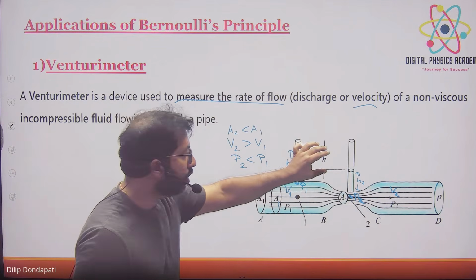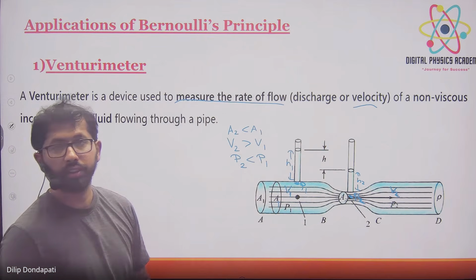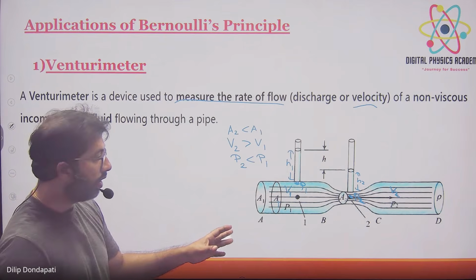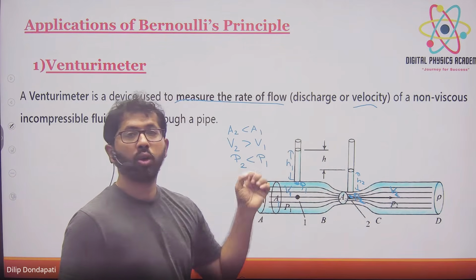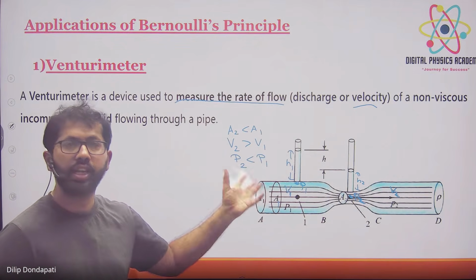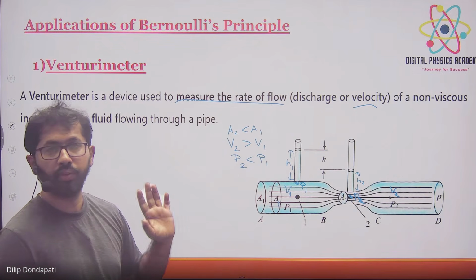And the difference of the heights is important for us. Our intention is to find the rate of flow. Rate of flow means volume flown per second. एक सेकंड में कितना volume flow हो रहा है, rate of flow. Area and velocity will give the rate of flow per second में.